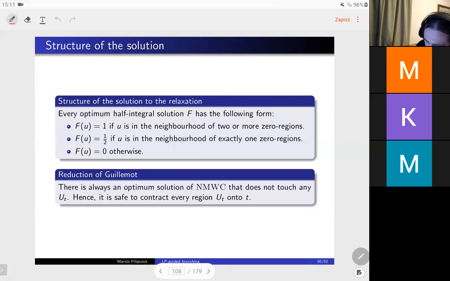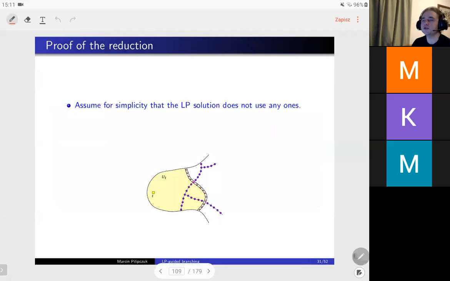This is really like shifting. So let's look at this picture. On this picture, the blue guys are the solution, the yellow guy is the zero region, and there are these halves on the boundary. On this picture, I'm assuming that there are no ones. It's not very difficult to adjust it to using ones, it's just a bit more technical, so I'm not proving it in full detail. I'm assuming that the boundary is just all halves. Okay, and say that the solution does this once.